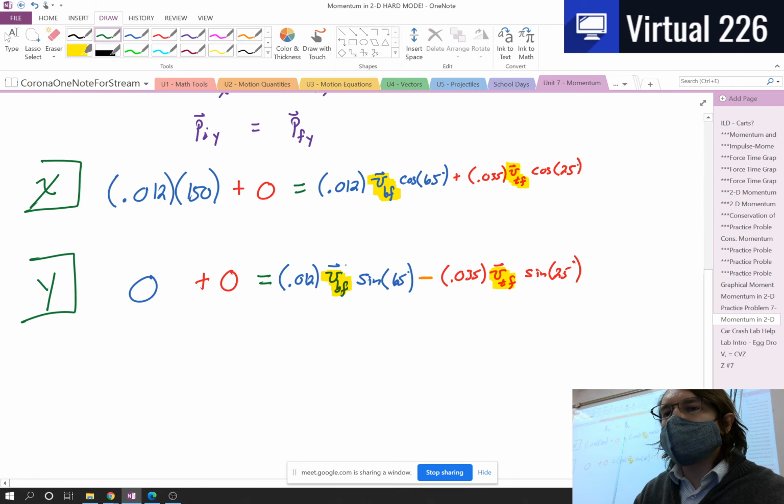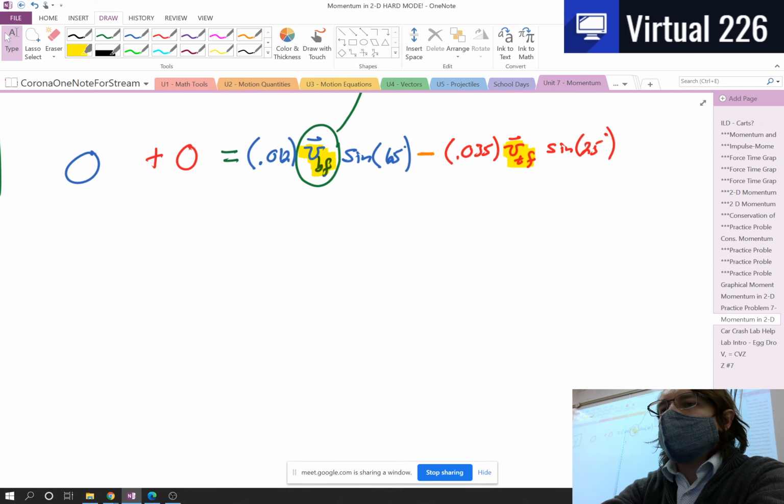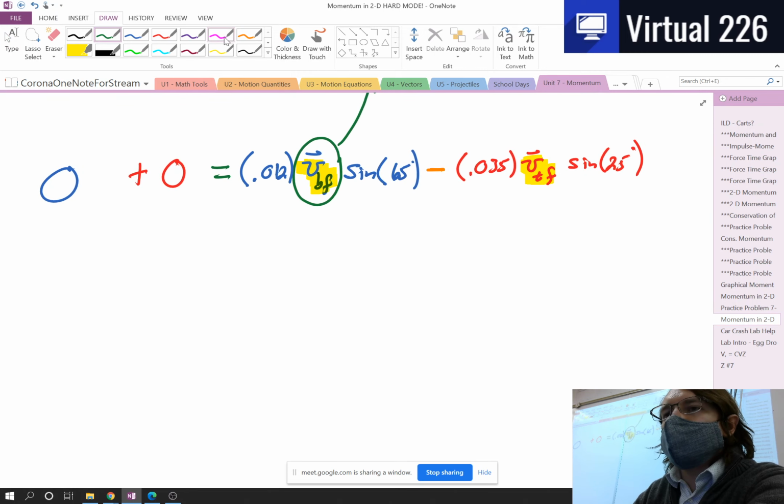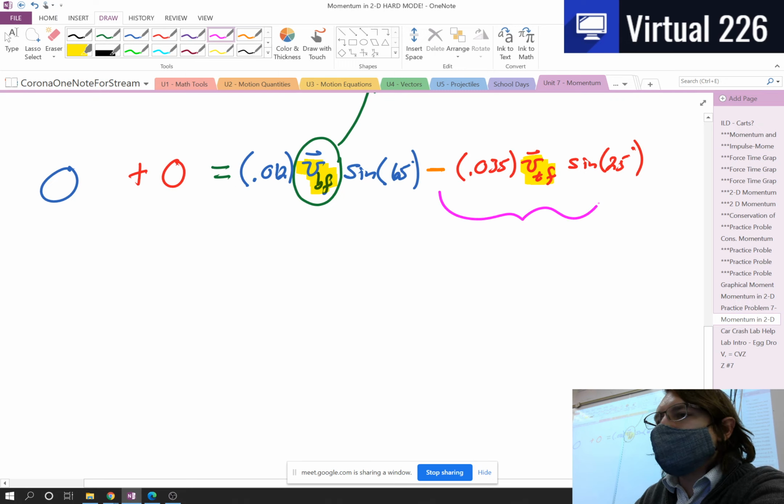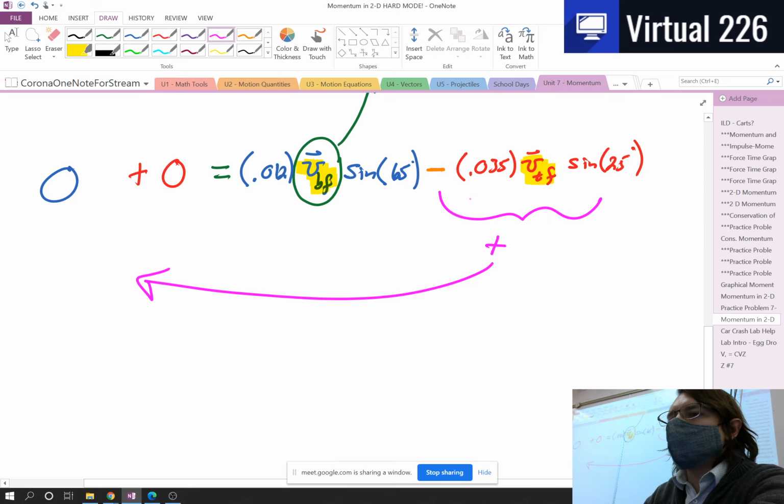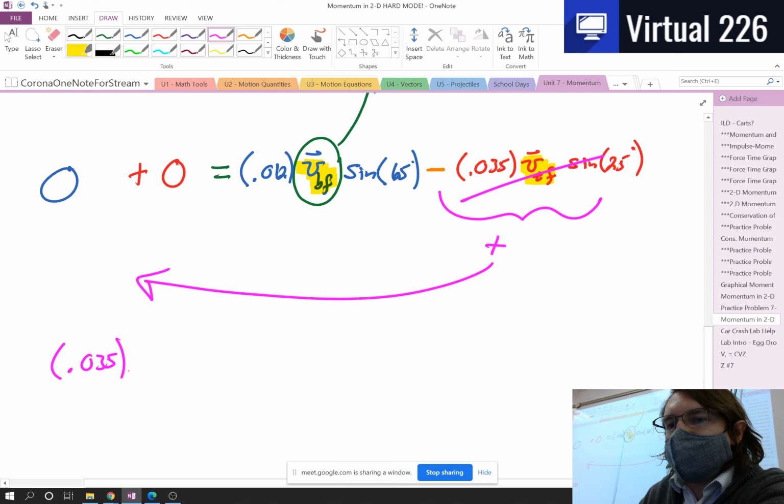What we're going to try to do here is take our second equation and solve it for VBF so that we can substitute values into the upper equation. So let's take a look at our bottom equation here, and let's just solve for VBF. The first thing I'm going to do is take this entire quantity over here and add it to the other side. In doing so, it goes away over here, and on the left side, which was a bunch of zeros, I'm now going to have 0.035 times the final tin velocity times the sine of 25, because that's all one quantity there.